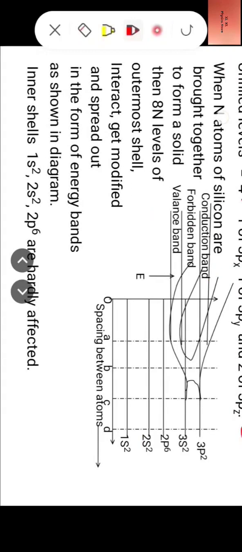Now when n atoms of silicon are brought together to form a solid, then 8n levels of the outermost shell interact, get modified and spread out in the form of energy bands as shown in the diagram. Now the inner shells 1s2, 2s2, 2p6 are hardly affected. That is, these levels are hardly affected. It is the outermost shell which has appreciable modification in energy distribution.